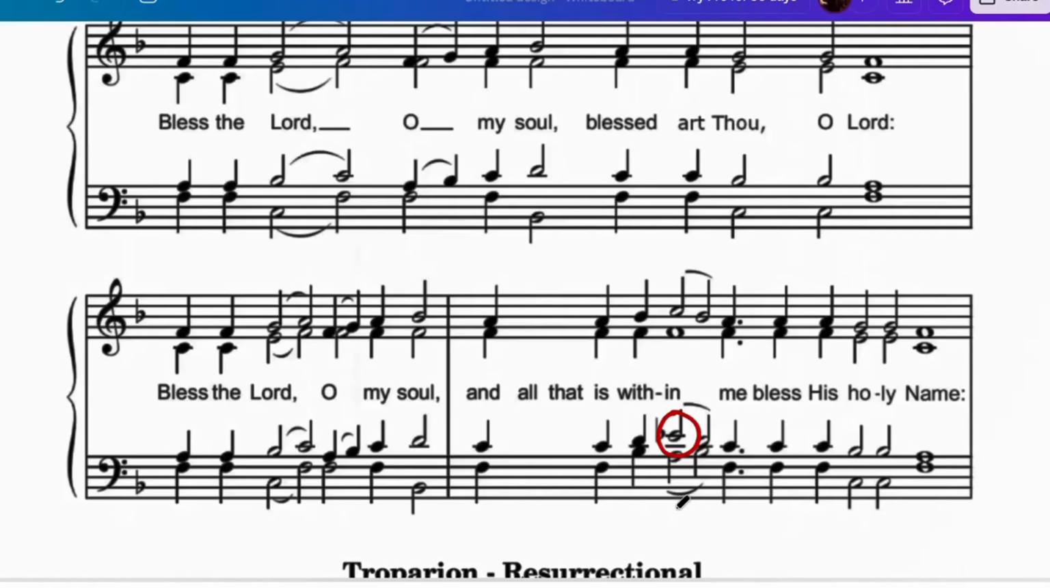The other reason I think is because of the chord that they're building here. So let's look at this chord. So this is, what do we have here?